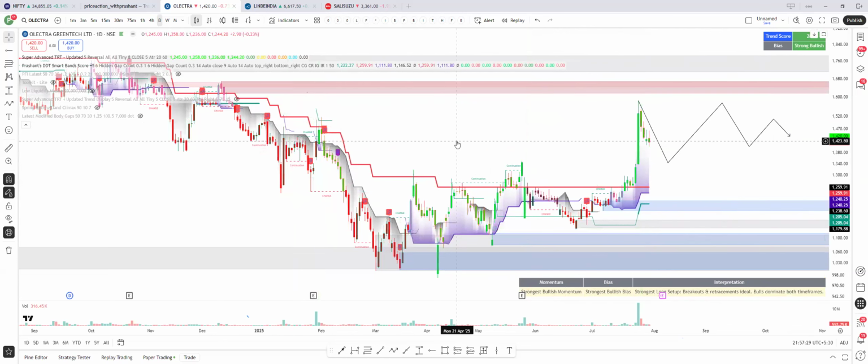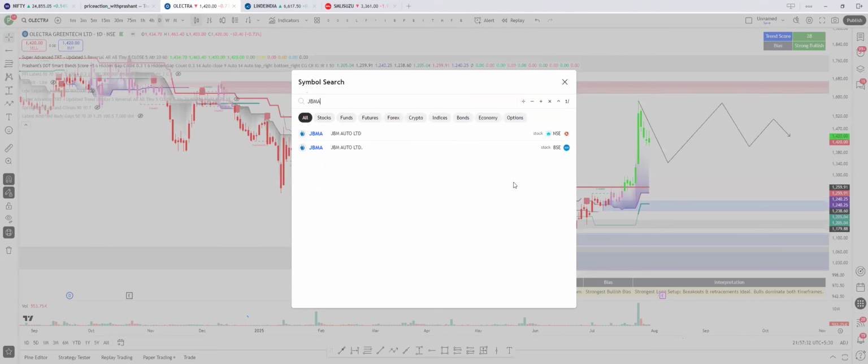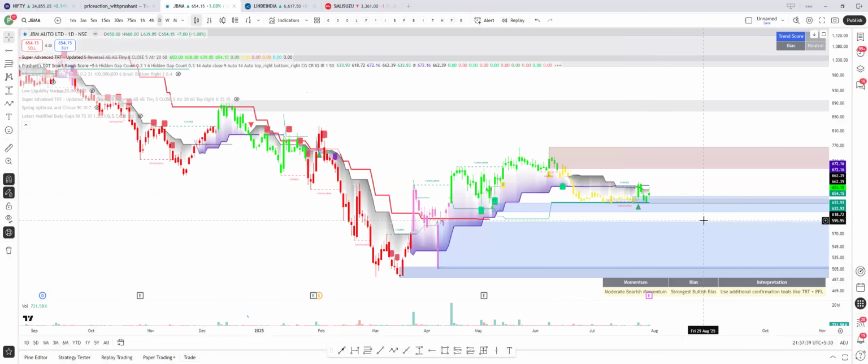Okay, so that is Olectra, then JBMA. And these are not any recommendations to buy or sell. I'm not SEBI registered. So please don't buy or sell based on my analysis.